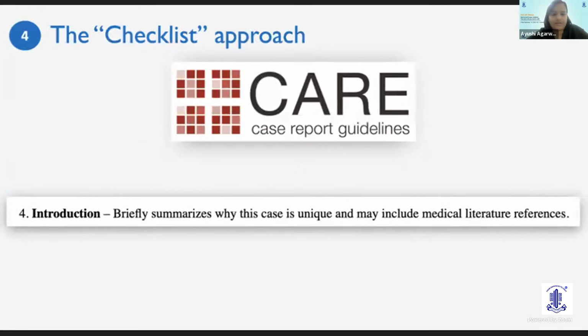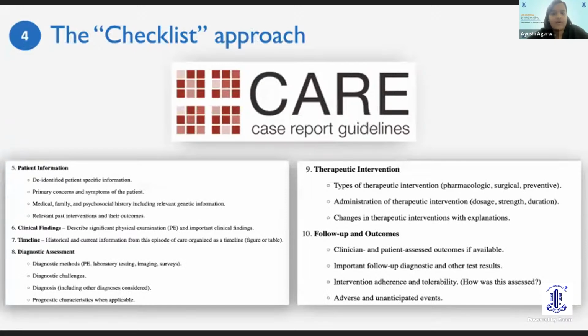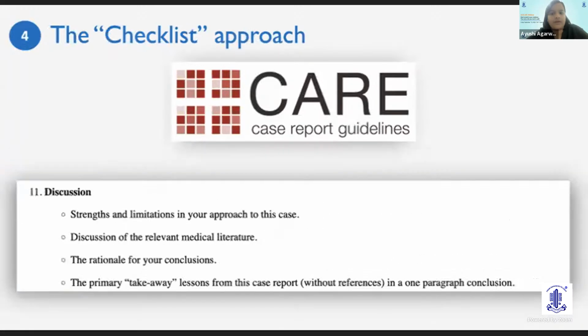Then the introduction comes, which mostly talks about the gap in the literature with only limited references. This is followed by a comprehensive case description, which should be meticulous without missing out on any relevant findings. In the last section of discussion, which is, by the way, the most important, we discuss all the relevant medical literature, compare it with our case, and talk about the strengths and limitations of our case report.